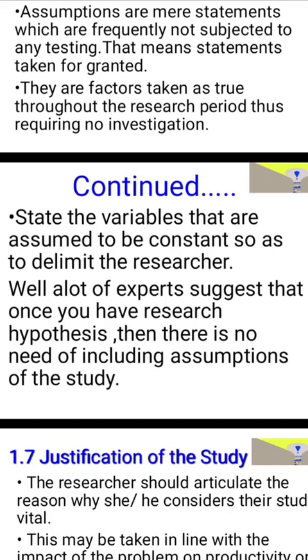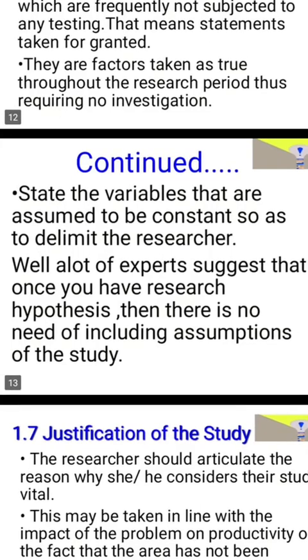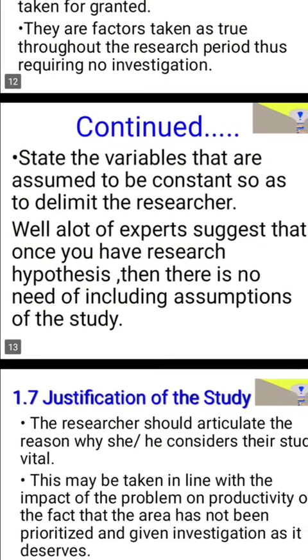So this is just an assumption, and there's no need of including assumption in the study sometimes if we have the hypothesis, although some experts would want to put them together, and others would want to say, let's just have the hypothesis and do away with the assumptions, although these two are two different things.